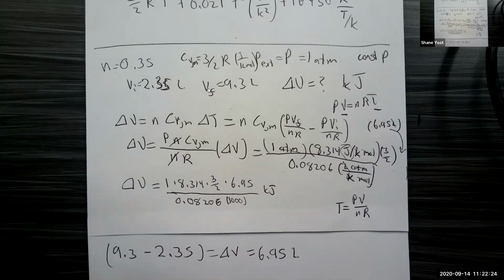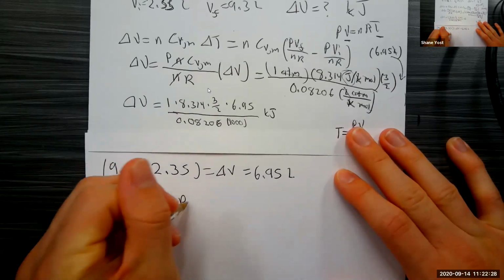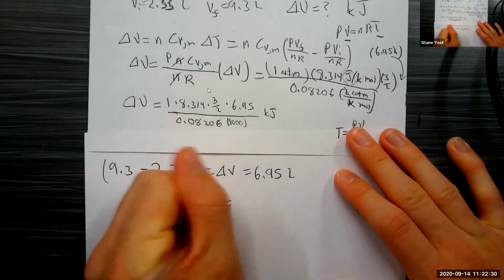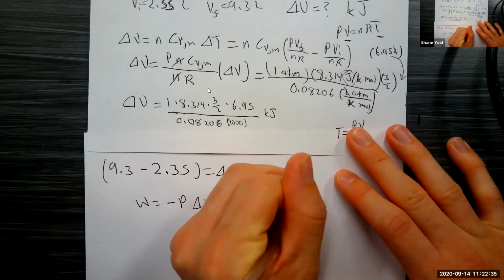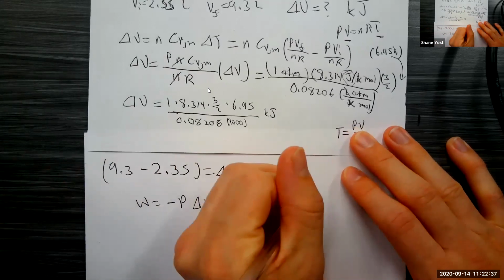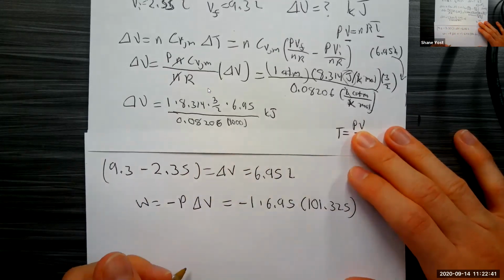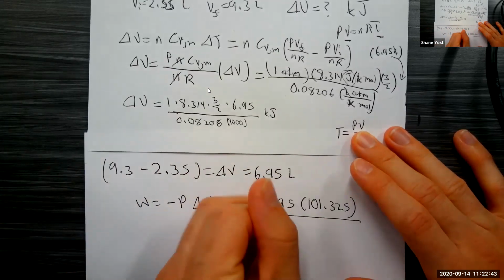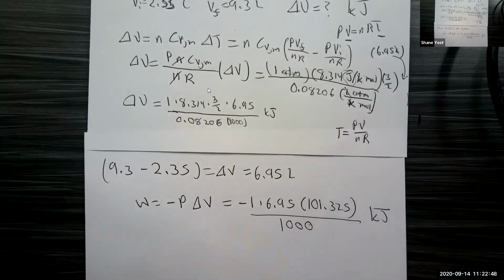So for work, for the next part, the work is just equal to minus P times delta V, which is minus 1 times 6.95. Then we need to convert that to joules by multiplying by 101.325. Then you can divide this entire thing by 1,000 to convert that to kilojoules. So that will give us the work in kilojoules.